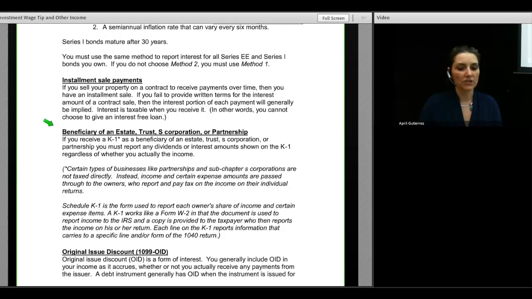Now, if you are a beneficiary of an estate, trust, S corporation, or partnership, you will receive a K-1 in most cases, and that K-1 is going to report income on it. If any of the income reported on that K-1 is interest income, you're going to flow that interest income through to your personal return and enter it as interest income on line 8 of your Form 1040. So, of course, line 7 is where we report wages, and line 8 is where we report interest.